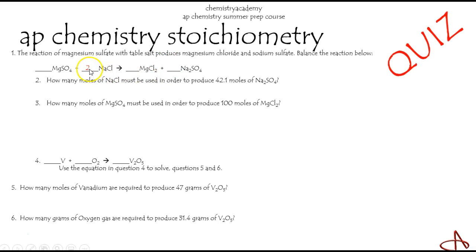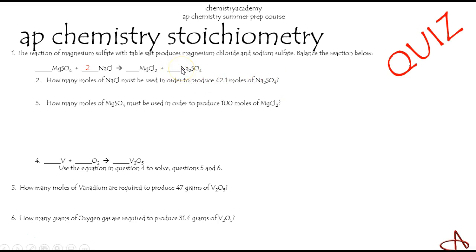So there it is. Does this self-correct the chlorides? There are two on the product side and we're starting with two, so that is good. This is now balanced. Question number two. How many moles of sodium chloride must be used in order to produce 42 moles of sodium sulfate?